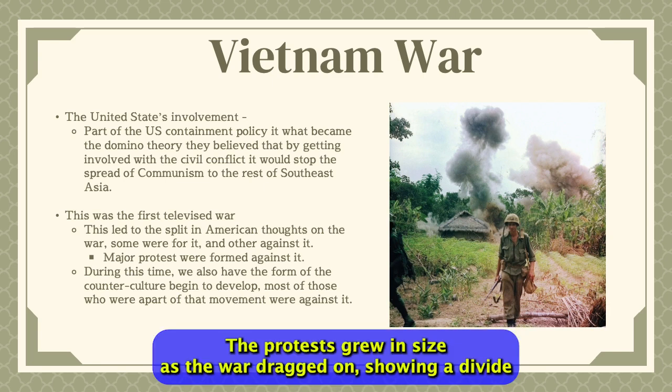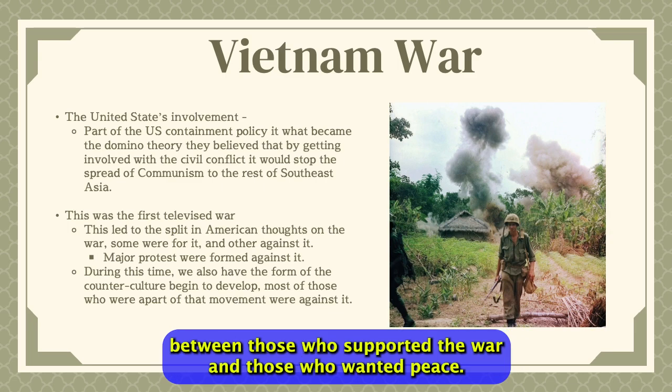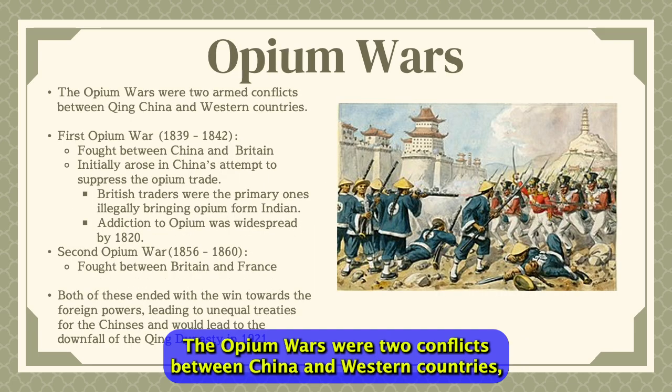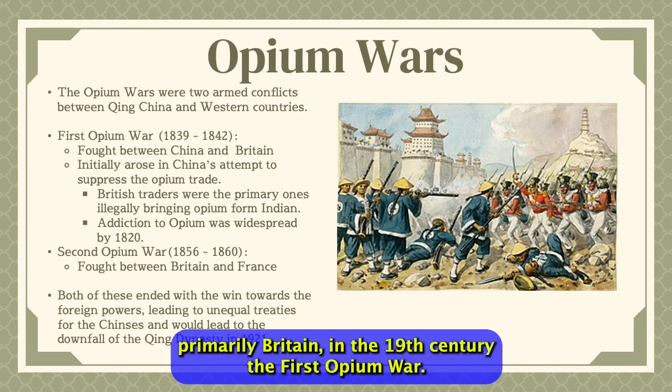The protests grew in size as the war dragged on, showing a divide between those who supported the war and those who wanted peace. The Opium Wars were two conflicts between Qing China and Western countries, primarily Britain, in the 19th century.